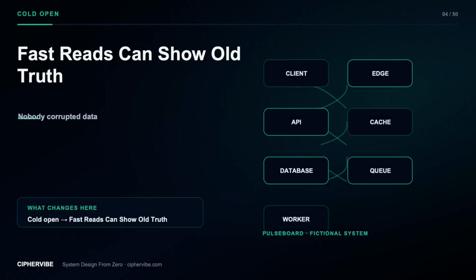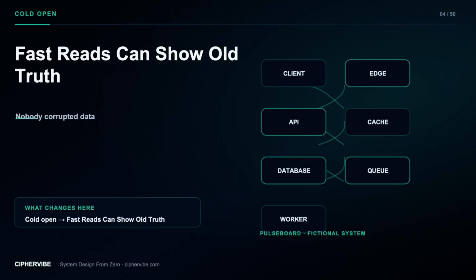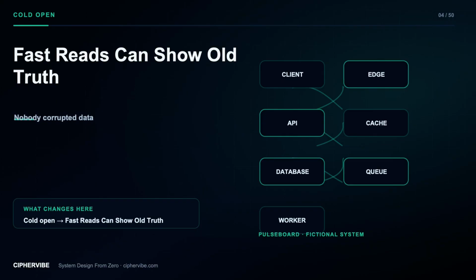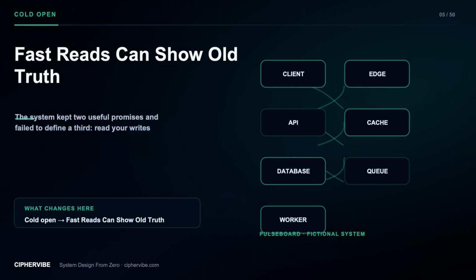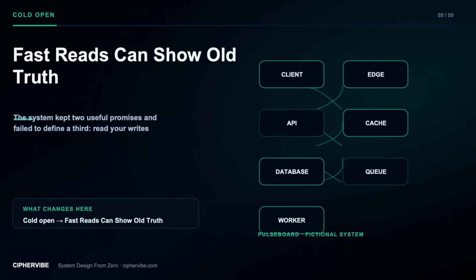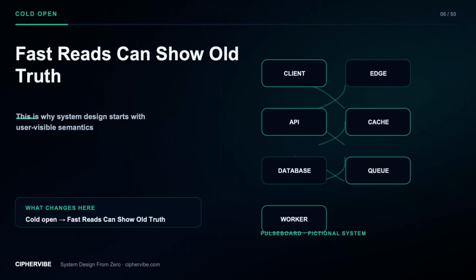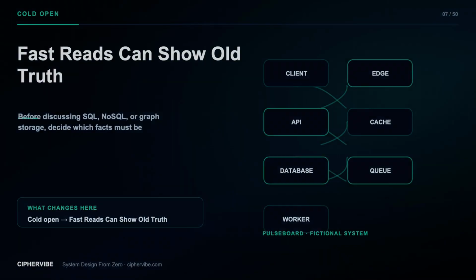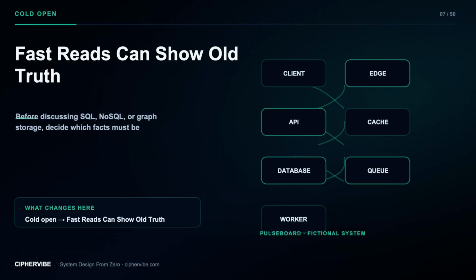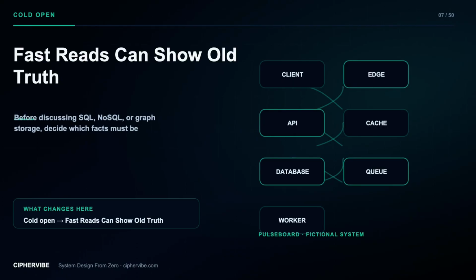Nobody corrupted data. The system kept 2 useful promises and failed to define a third: read your writes. This is why system design starts with user-visible semantics. Before discussing SQL, NoSQL, or graph storage, decide which facts must be consistent, which reads may be stale, and how the application signals a temporary difference.